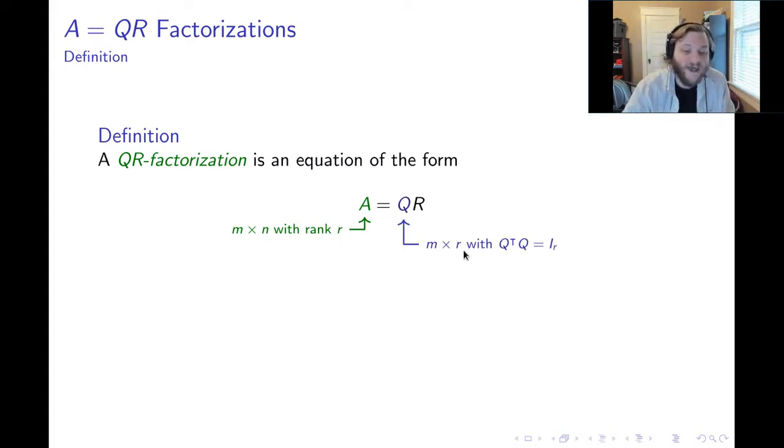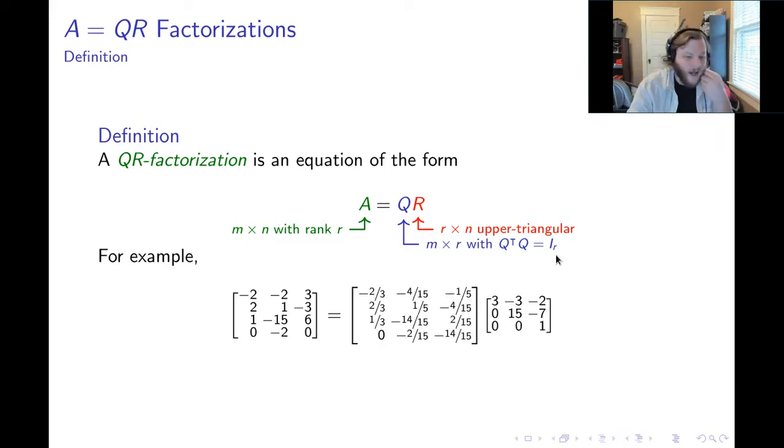Q is an m by r matrix with orthonormal columns, and as we've seen, having orthonormal columns is the same thing as saying that the gramian of that matrix equals the identity matrix. And then R in this equation is an r by n upper triangular matrix.